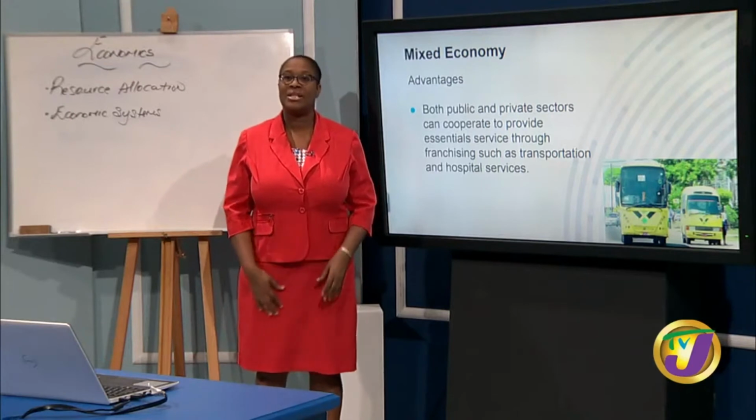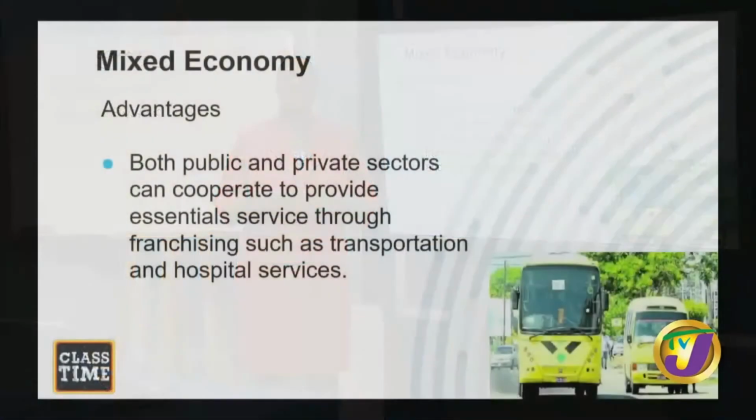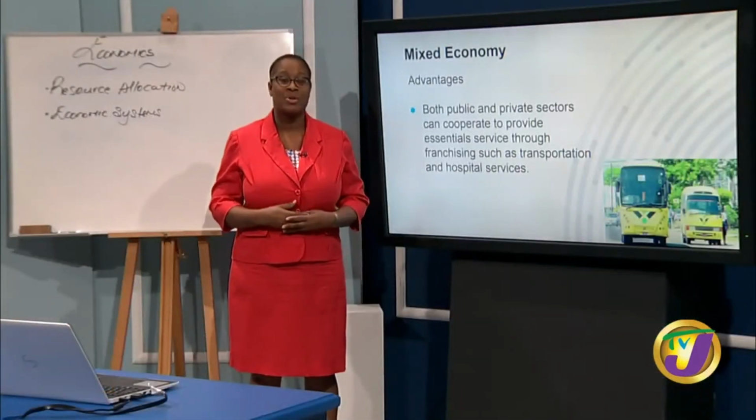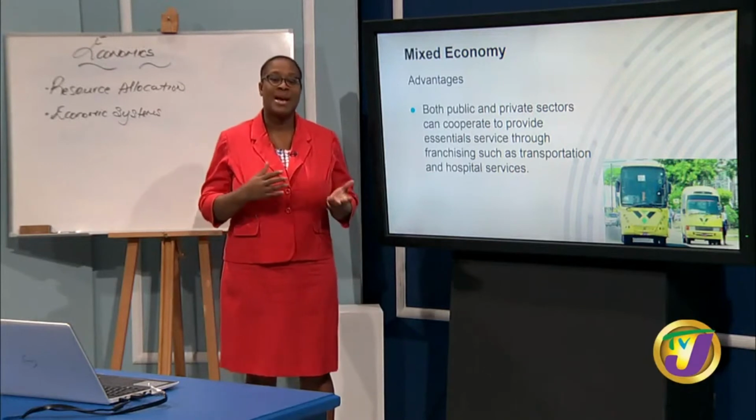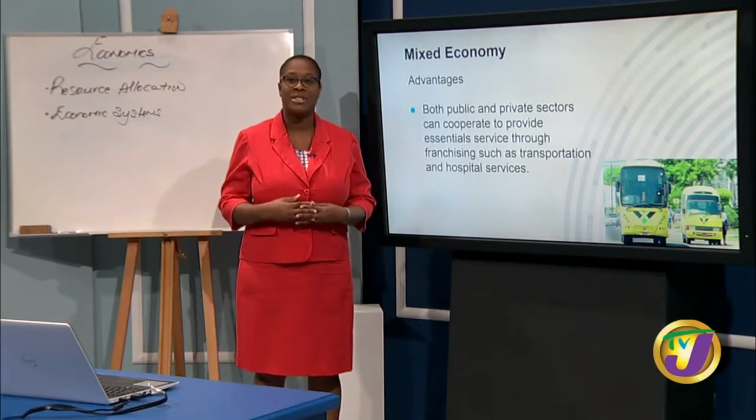Another advantage is that both public and private sectors can cooperate to provide essential services through franchising, such as transportation and hospital services. And as I mentioned to you before, that JUTC is there, yes, as a government-owned entity for transportation, but they cannot provide enough buses and so on to cover all the routes in Jamaica and to go everywhere. So they franchise. And so that is what you will call a cooperation between public sector and private sector.